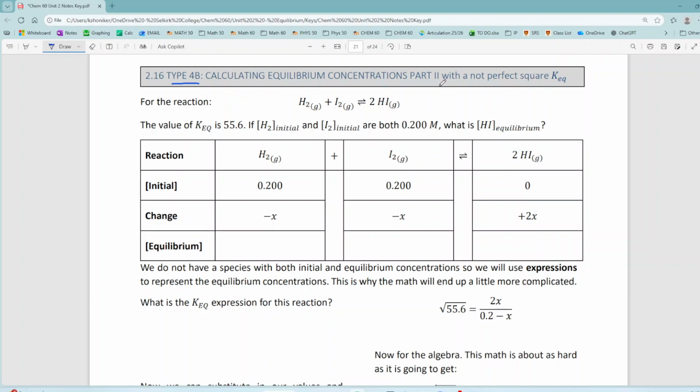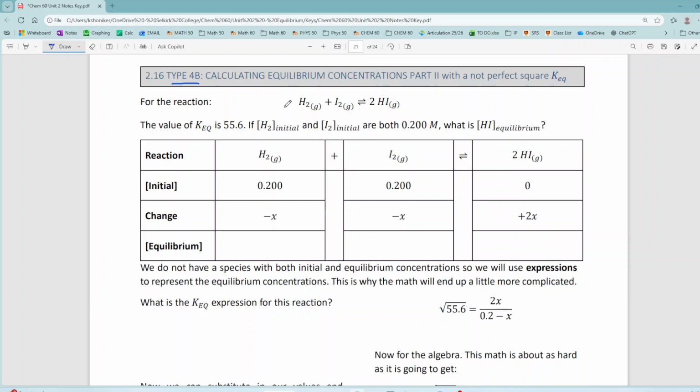So the difference between this one and part 1 is that in part 1 you're given initial and equilibrium. In part 2 you're given initial and KEQ. When we did part A, KEQ was a perfect square, and now we're going to do KEQ is not a perfect square. So this will feel confusing, but it's not too bad, and we can summarize it together.